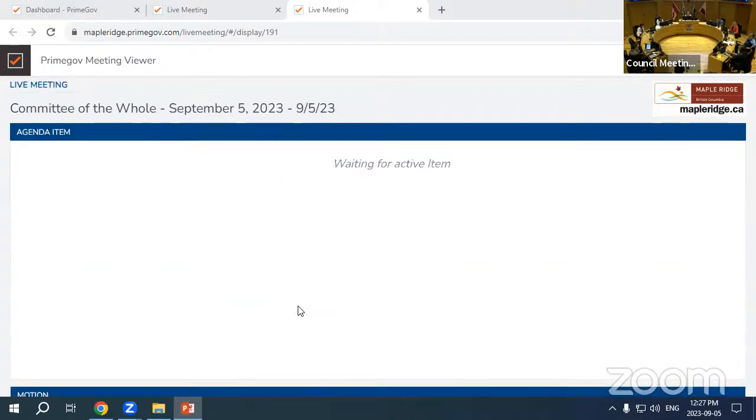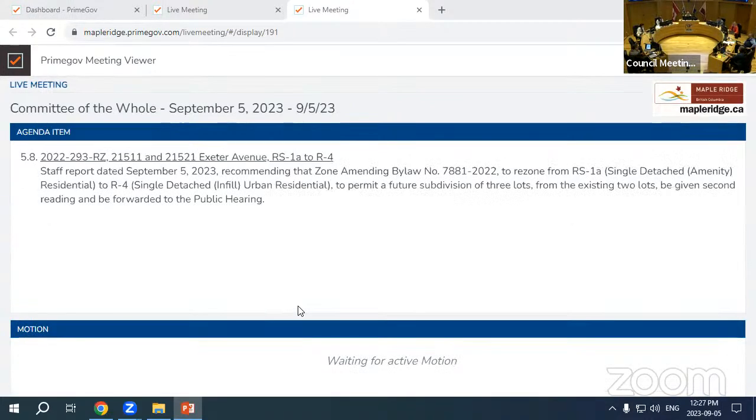5.8, Madam Clerk. 5.8, 2022-293 RZ to rezone the properties at 21511 and 21521 Exeter Avenue from RS1A to R4.